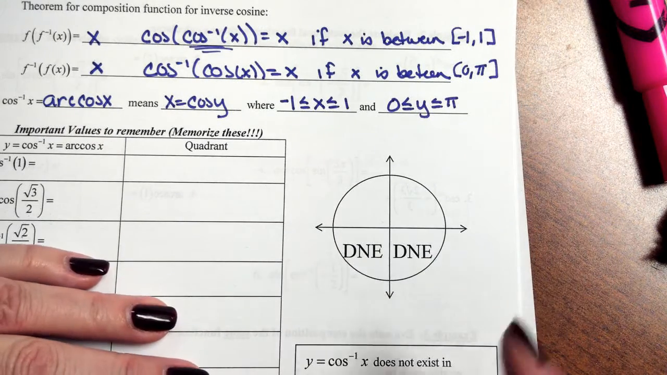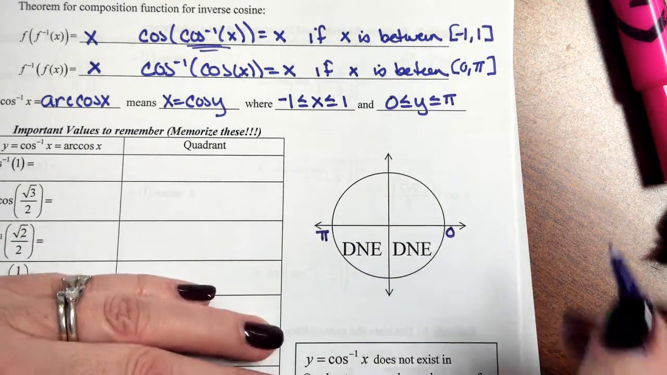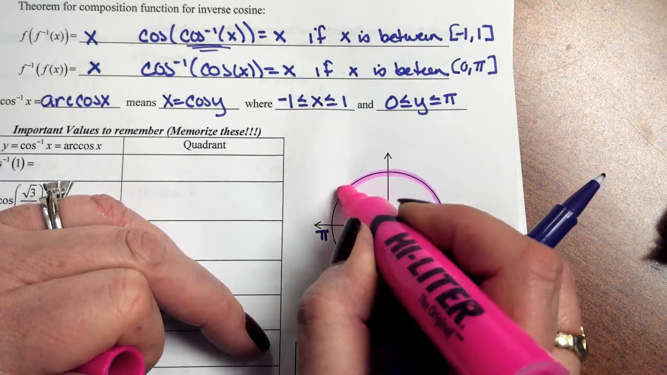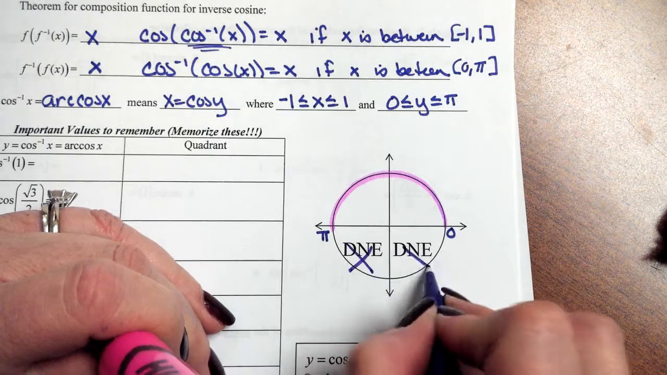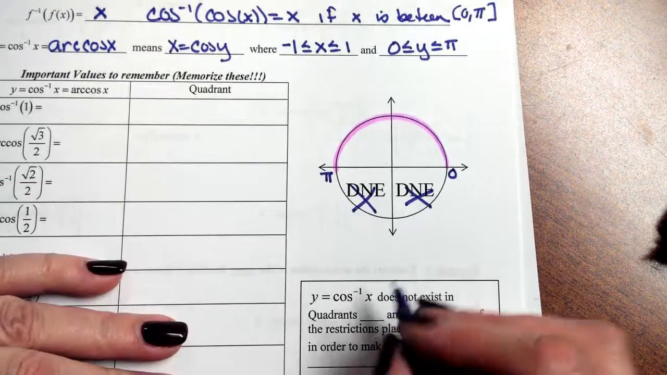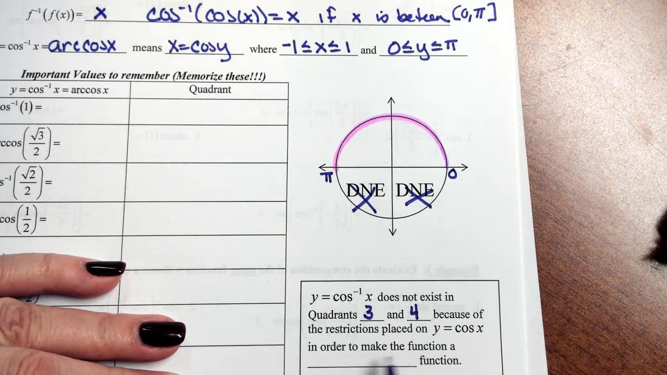So how this relates to the unit circle. Remember, for inverse cosine, we're only going to be looking from 0 to pi. So we're only looking in quadrants 1 and quadrant 2. Quadrant 3 and quadrant 4 are dead for inverse cosine. Again, it does not exist in quadrants 3 and 4 because of the restrictions we placed on cosine of x in order to make the function a one-to-one function.